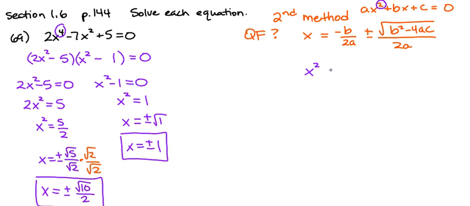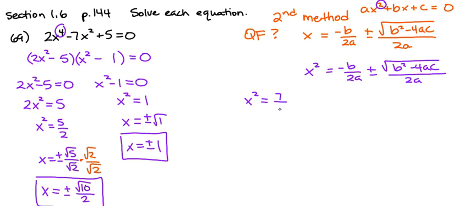x squared equals the opposite of b over 2a plus or minus the square root of b squared minus 4ac over 2a. So, solving the same problem again, we have x squared equals opposite of b over 2a would be 7 over 4 plus or minus the square root of b squared minus 4ac would be the square root of 49 minus 4 times 2 times 5 over 2a would be over 4.